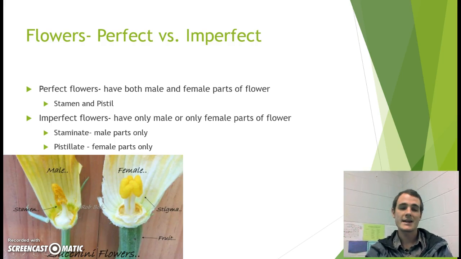A flower that only has female parts is called pistillate. It only has the pistil, so it's a pistillate flower.